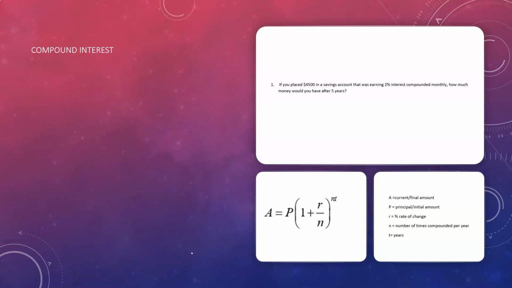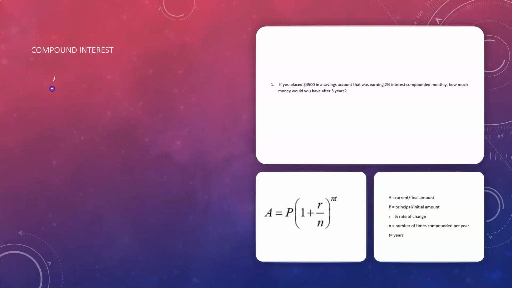So let's start with number 1. If you placed 4,500 in a savings account that was earning 2% interest compounded monthly, that means 12 times per year, how much money would you have after 5 years? That means they're going to add that interest to your account every month so that the interest you made is part of the interest they figure the next month.